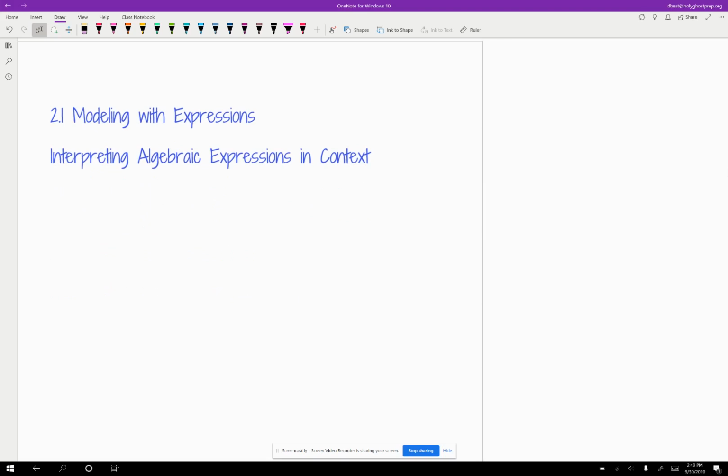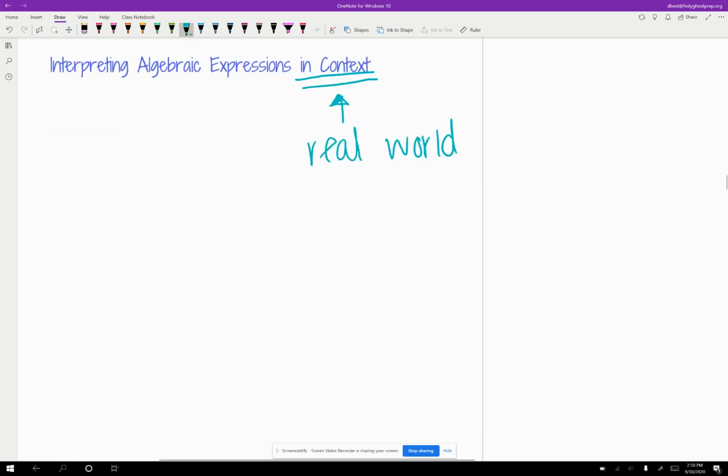So moving off of this, we're going to talk about, this is still in the same section of notes, modeling with expressions, but now we're talking about in context. And every time we say in context, what we really mean is in the real world. Where are we going to see this?